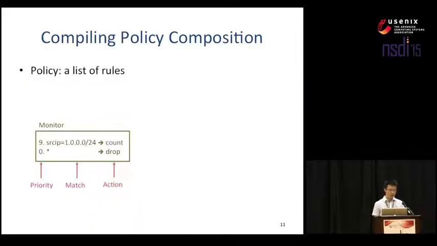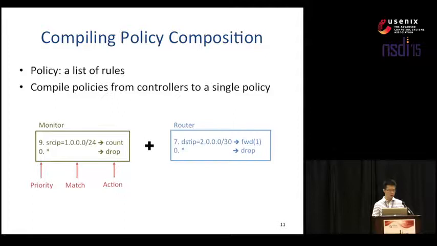The first step is to compile policy compositions. A policy is a list of rules where a rule has a priority, a match, and an action. For example, the monitor controller has 2 rows, and the first row has a priority 9. It matches on source IP, and its action is count. The goal for this compilation step is to compile policies from multiple controllers into a single policy.